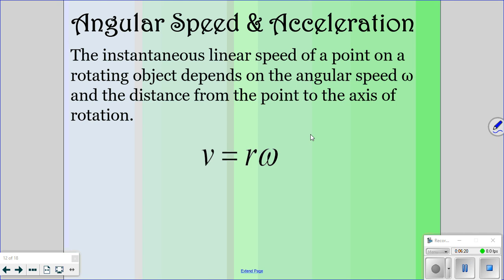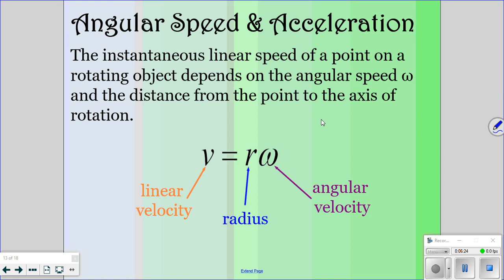This is your formula that you're going to want to use. V is your linear velocity, r is your radius, and this omega is your angular velocity. If you have taken me for pre-calculus, this is the formula that the Saxon book uses for pre-calculus. I don't even remember which form now. But it's the same concept. So if you took me last year for math, then you should be familiar with that formula.